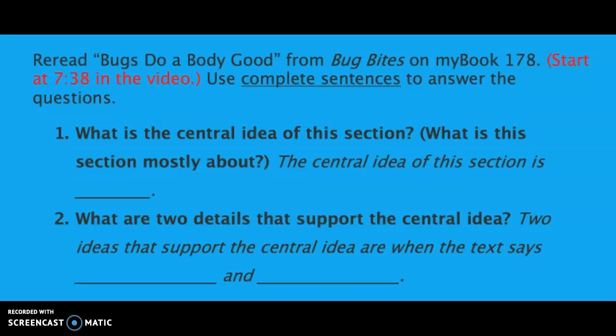So number two is asking you to find two details, two facts that let you know what that section, Bugs Do a Body Good, is mostly about. There's a sentence starter for you for this question as well. You may want to say something like, two ideas that support the central idea are when the text says blank and blank. So you would fill in those two blanks with two facts that let you know what the central idea of Bugs Do a Body Good is.